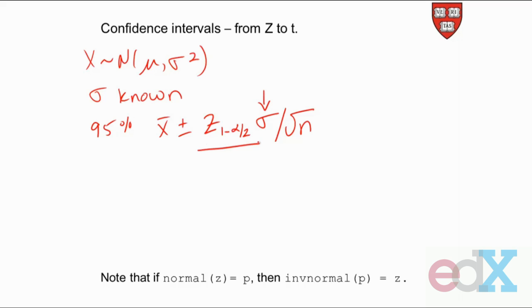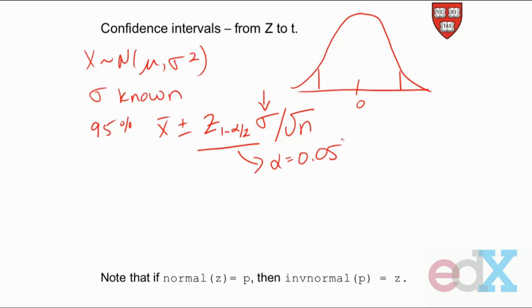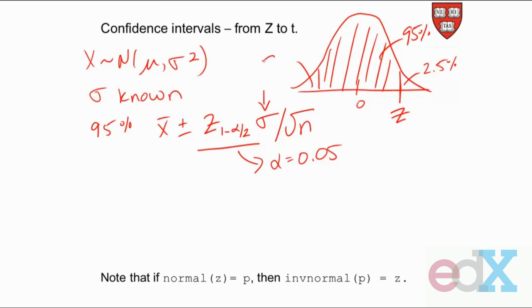So this z 1 minus alpha over 2, what is that? I have a standard normal distribution centered at 0, and I'm constructing my confidence interval. If I'm using a 95% confidence interval in this case, I would have alpha equals 0.05. I want to construct my interval such that 95% of the mass lies in here. So I want to find the value of the standard normal distribution such that 2.5% of the mass lies in this tail, and consequently the other 2.5% lies in the lower tail.